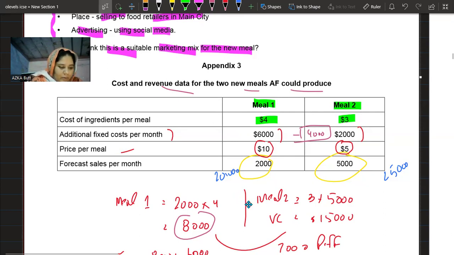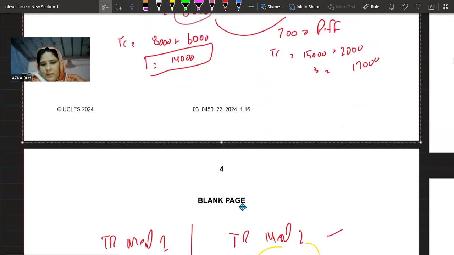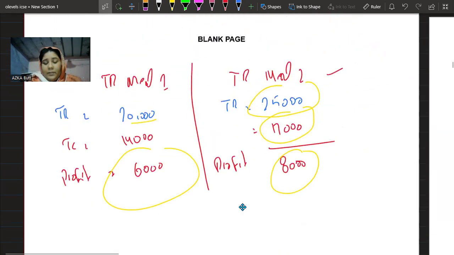Okay, so after that, if we talk about meal two and see its advantages, its total revenue was $25,000, so it is a good thing. And also its forecasted sales were higher, which is 5,000. Okay, and also its profit margin is higher. I think its profit is $8,000. Yes, its profit is 8,000, so it is also a good option.